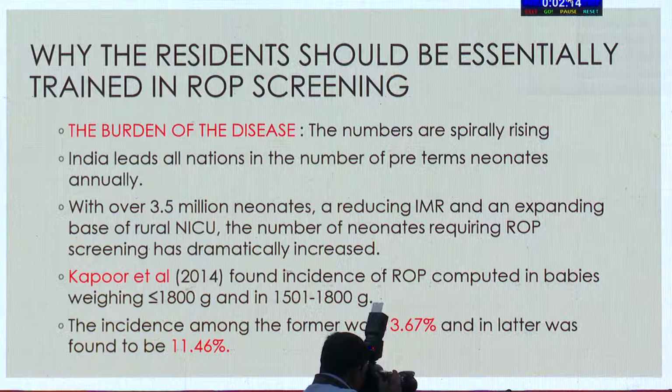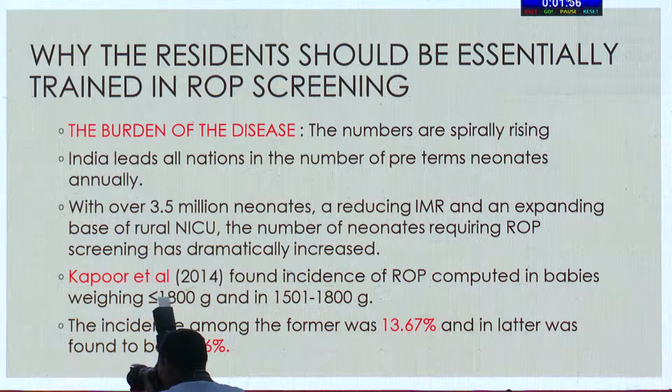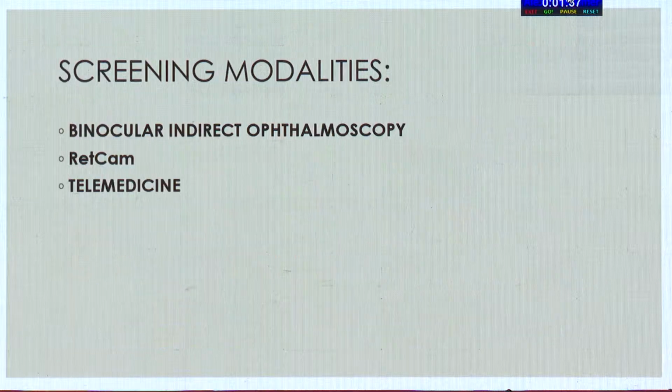The numbers are spiralling, and unfortunately India leads all nations in the number of preterm neonates annually, with over 3.5 million neonates, a reducing infant mortality rate, and an expanding base of neonatal intensive care units. In the rural areas also, the number of neonates requiring ROP screening has dramatically increased. Kapoor et al., published in 2014, found the incidence of ROP in babies weighing less than 1800 gram was 13.6%, and in the 1500 to 1800 gram group, the incidence was around 11.5%.